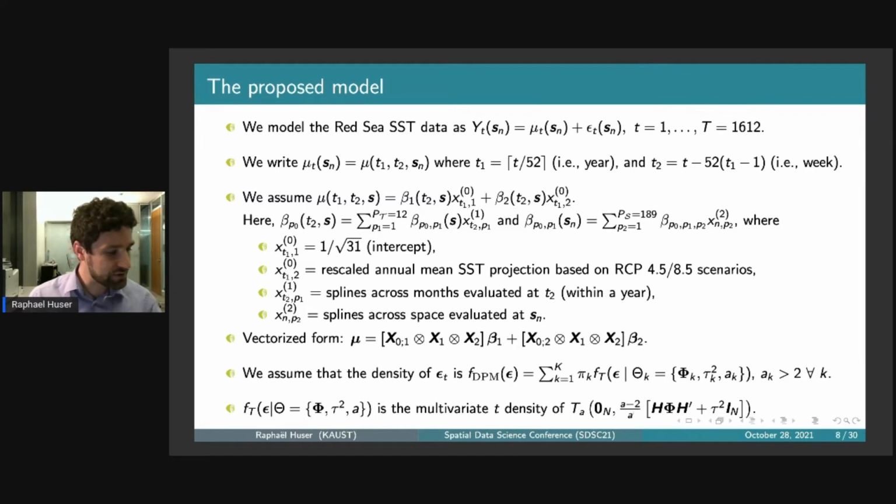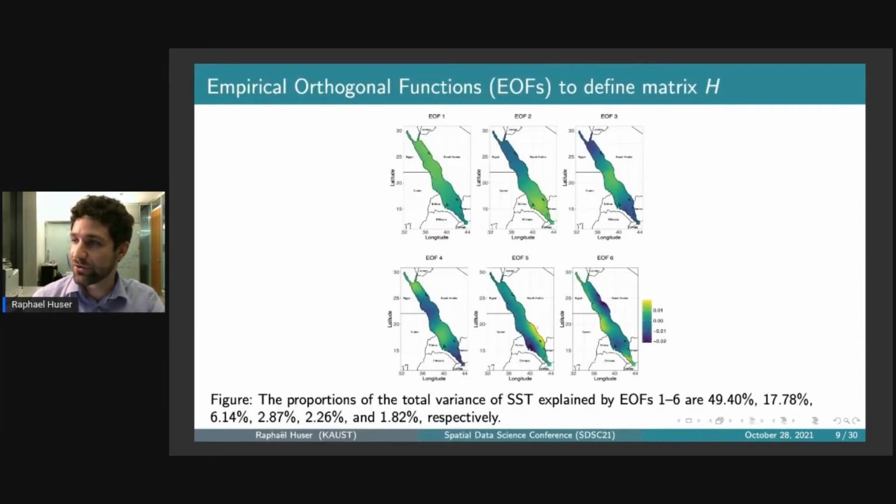We have a matrix H, and in this matrix H, we will actually put basis functions. So let me show you what kind of basis functions we choose. We choose what is known as empirical orthogonal functions. These are essentially eigenvectors of the spatial dependence, spatial covariance structure. And they represent certain natural geographic characteristics from the data. So for example, you can see EOF number 2 here represents the gradient between north and south.